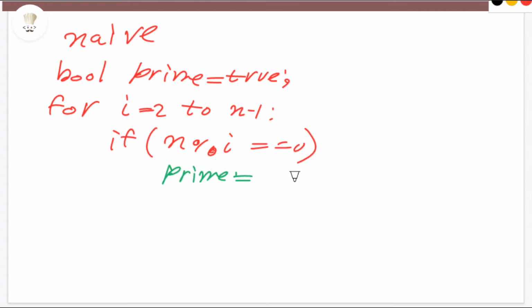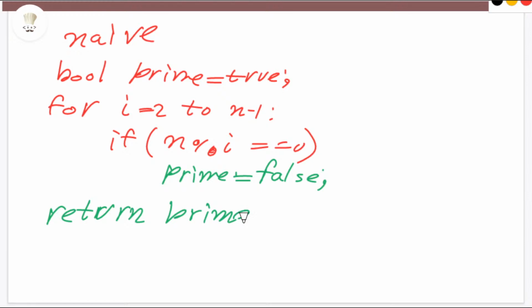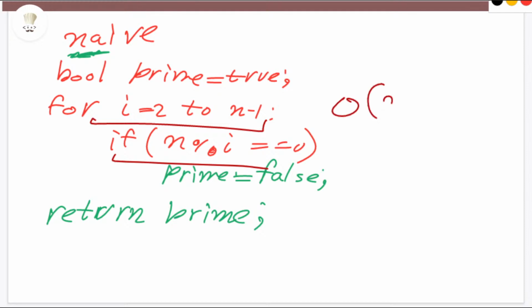That means the assumption that we took, that this number is a prime, is false, and finally we are just going to return prime. Of course, we have to take care of the trivial cases, like if n is equal to 1, or if n is negative, what happens? I'm ignoring those trivial cases. I'm just explaining the main algorithm. So how much time complexity would this algorithm take? We have a single loop from i equal to 2 to n minus 1, and there is only a single if condition here, so this is going to take big O of n time.